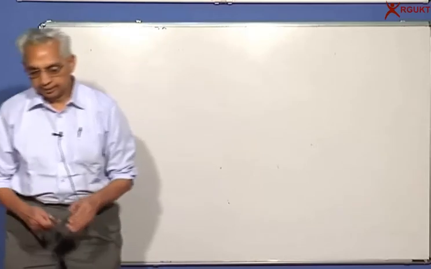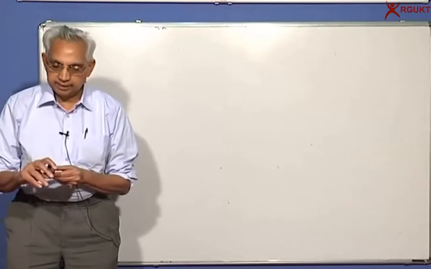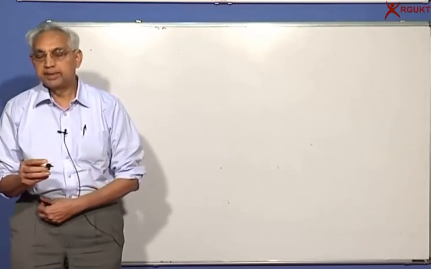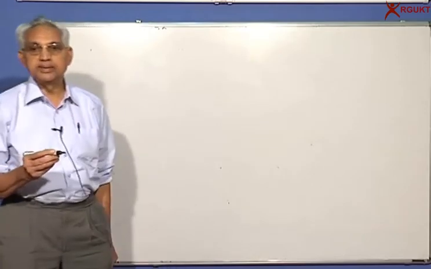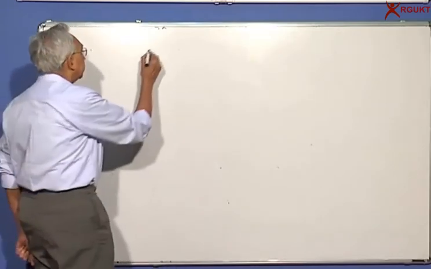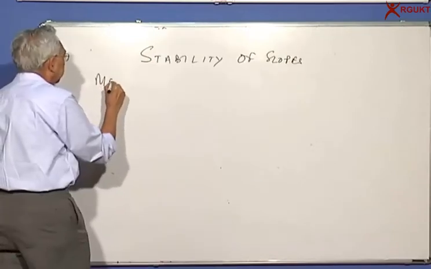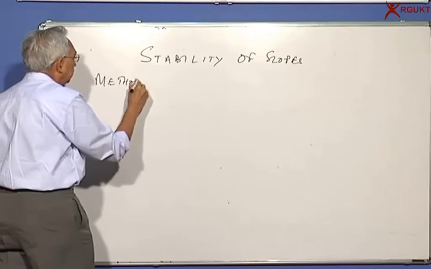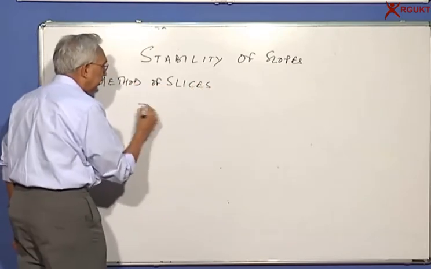Welcome to lecture 33. We have been discussing for the last 2-3 lectures how to estimate or determine the stability of slopes, and we were looking at the simple method of slices. Let us just review the same. The method of slices is a very simple approach.